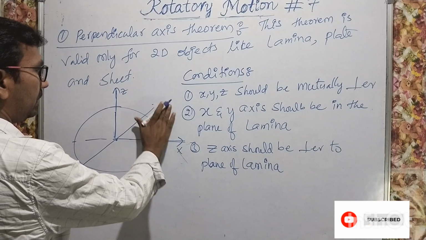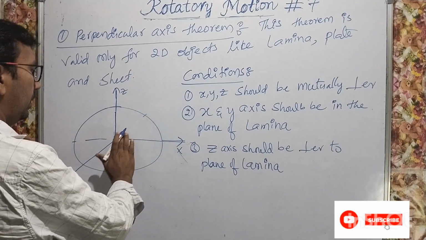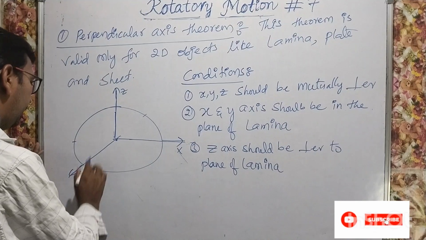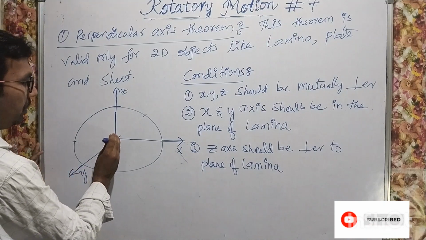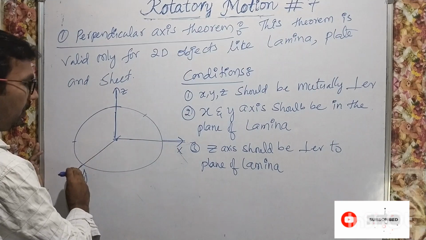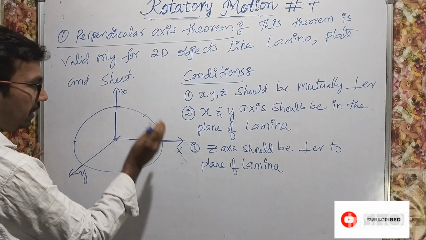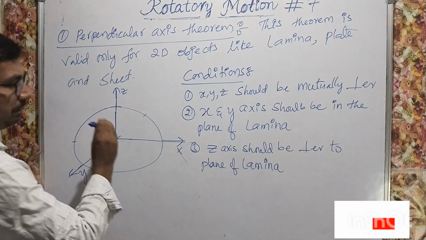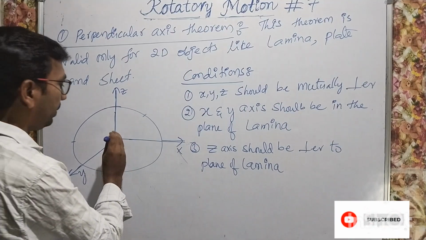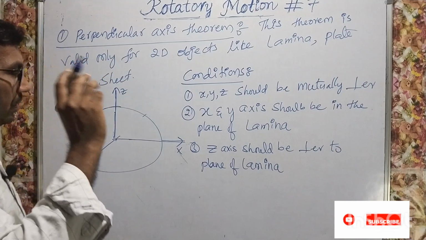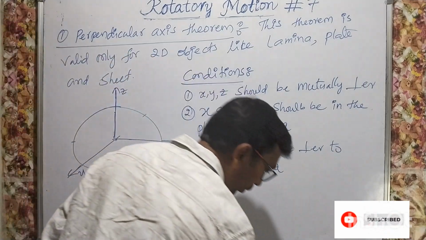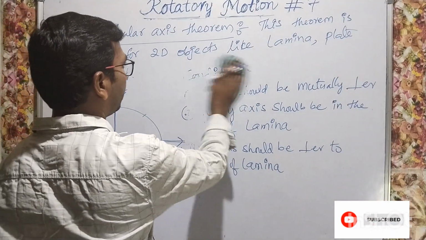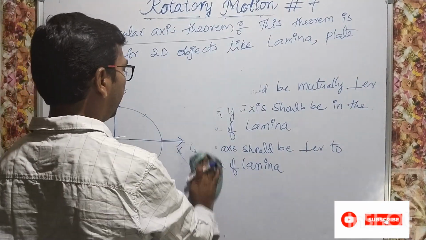Suppose this is y. So z should be perpendicular to the plane of lamina. The x and y axes should be in the plane of lamina. The z-axis should be like that, perpendicular to the plane of lamina. So what is the proof of the perpendicular axis theorem?